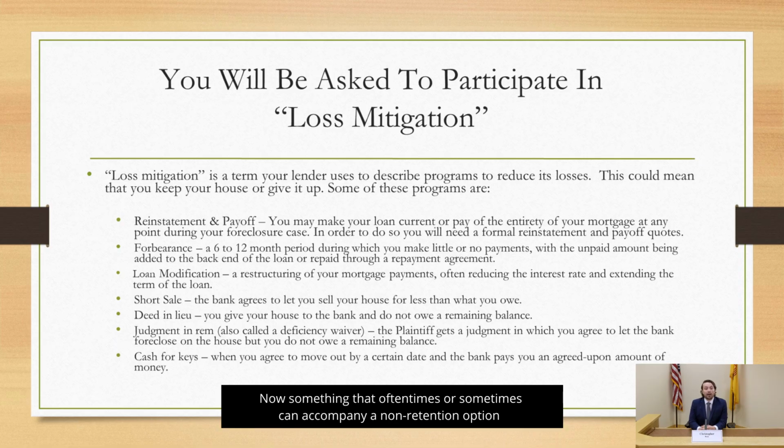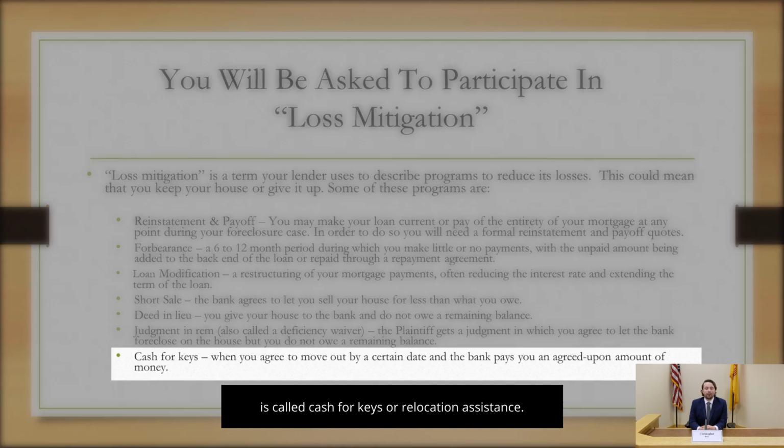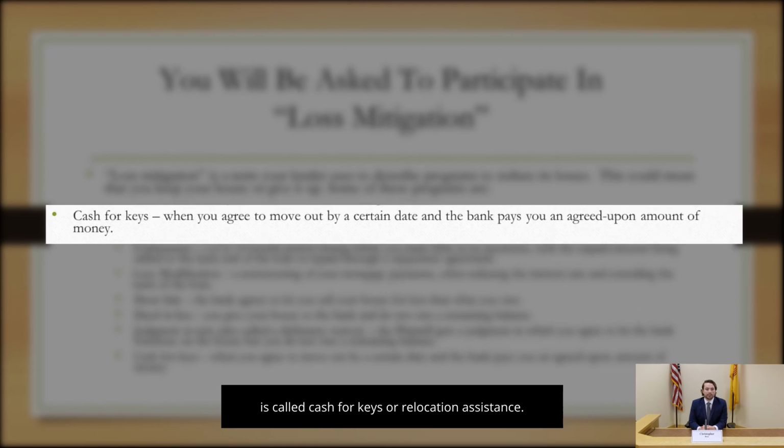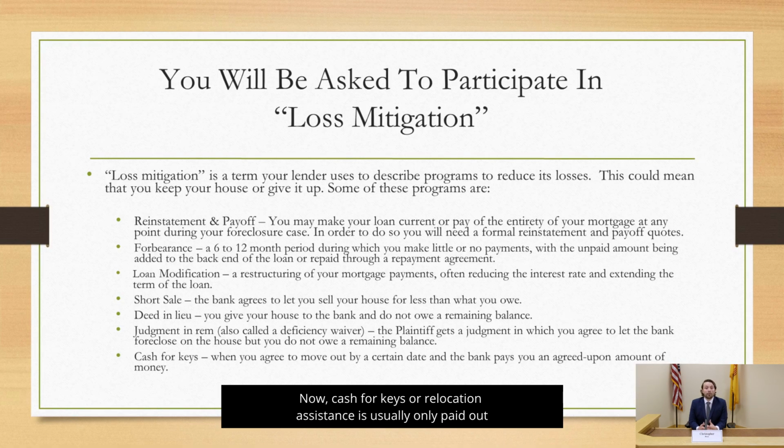Now, something that sometimes can accompany a non-retention option is called cash for keys or relocation assistance. This is when the plaintiff agrees to pay you a certain amount of money, but it must ensure that you are out of the property by a certain date, and it also means that you're leaving the property in what's called broom swept condition. Now, cash for keys or relocation assistance is usually only paid out after the defendant or the homeowner has moved out of the property.